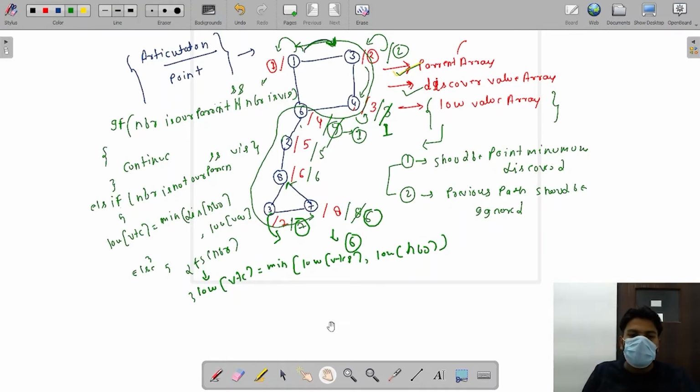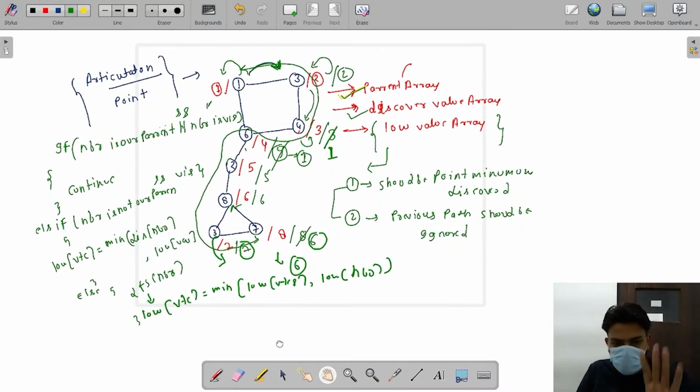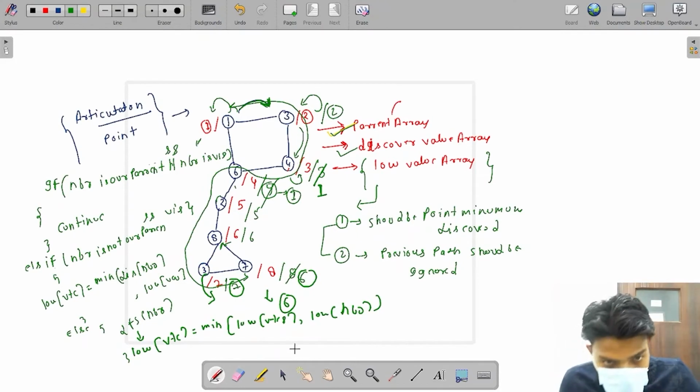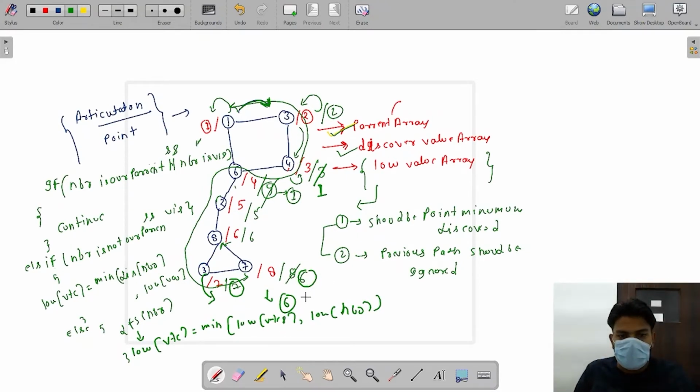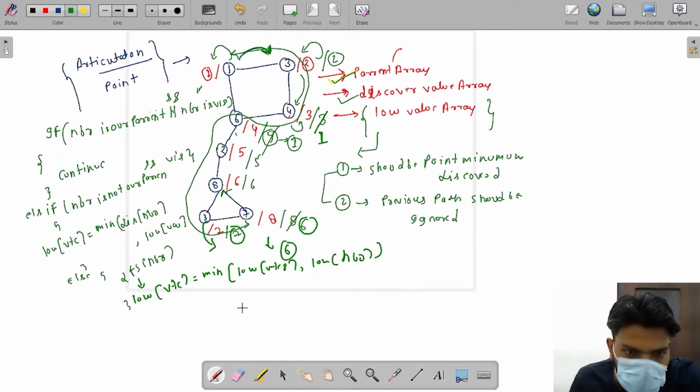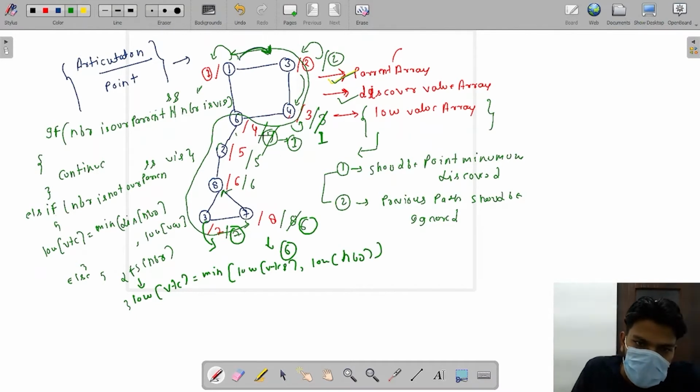So what is the benefit of the low value array? This point is clear at this stage. So why are we going to find the articulation point? For this we have to create this path, and again, I can explain this part. Okay, so you just understand. We have to ignore this path, so we just clear all this.